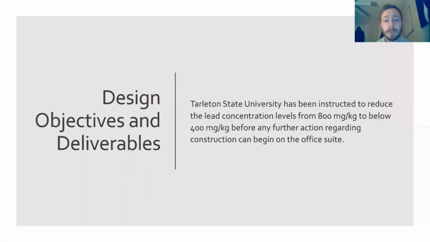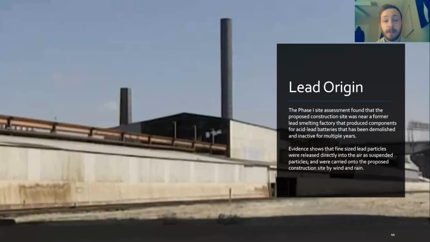So Tarleton State University has been instructed to reduce the lead concentration levels from 800 milligrams per kilogram to below 400 milligrams per kilogram before any type of construction can begin on site. We know the lead originated from a lead smelting factory, which produced lead-acid battery components. And evidence shows that these fine-sized lead particles were released directly into the air as suspended particles and were carried onto the construction site by wind and rain.